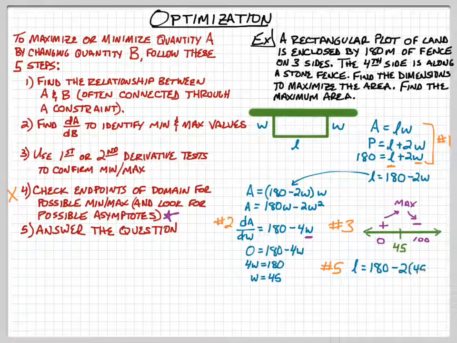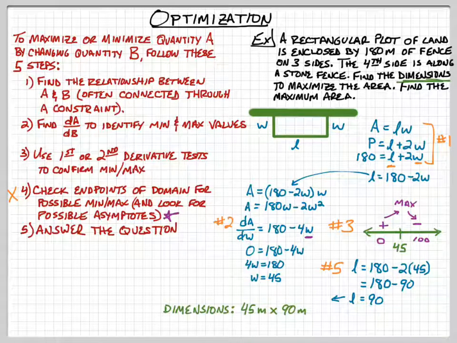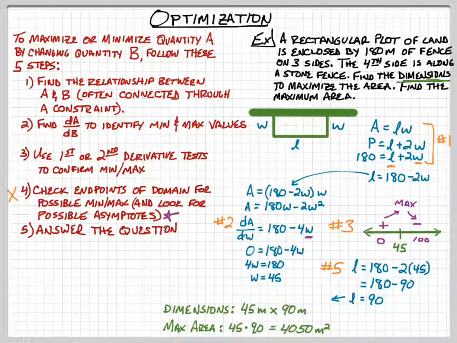So now we're going to work on answering the question, number 5. So we take our length and we put the 45 in there for our width, and we end up with a value of 180 minus 90, which is a length of 90. So the first thing says find the dimensions. So the dimensions of this rectangular plot of land is going to be 45 meters by 90 meters. And the second thing we're supposed to do is maximize the area, or find that actual area. So we just take 45 by 90 and we get 4,050 meters squared.